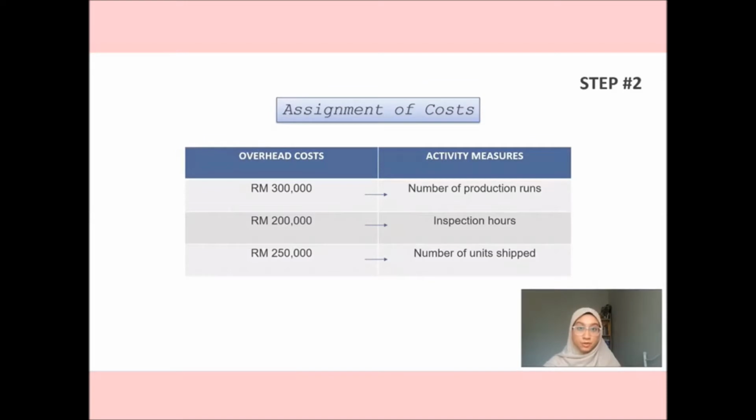Next would be step 2. Step 2 is an assignment of costs. After we have identified the activities, costs are assigned to the activity pools. So for example, for human resources, costs are assigned under indirect administrative costs.